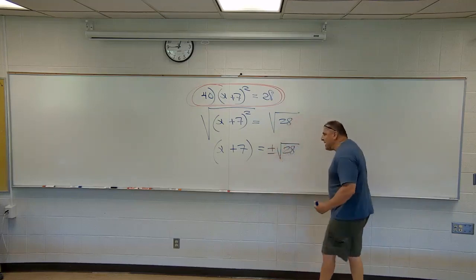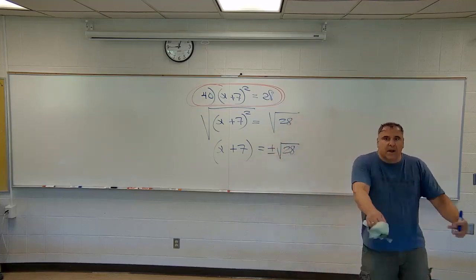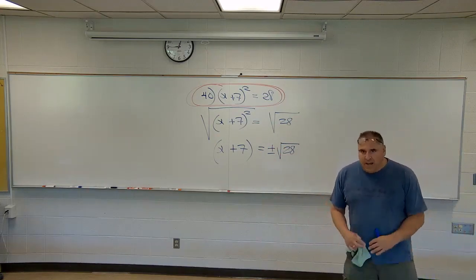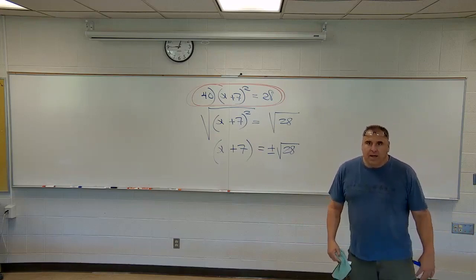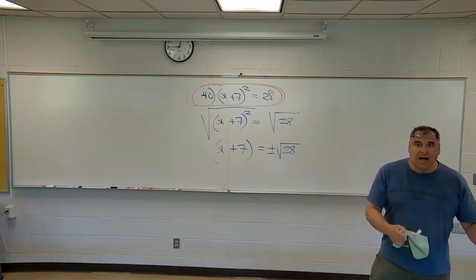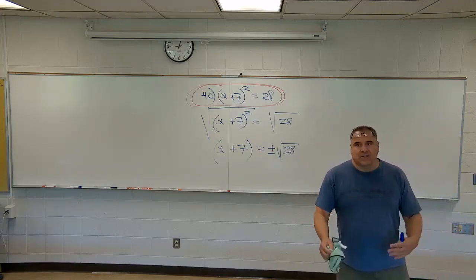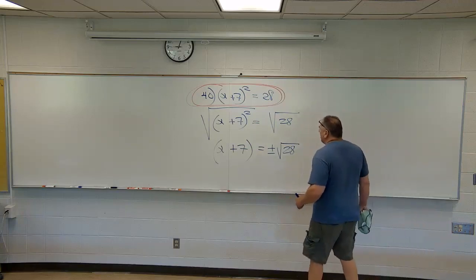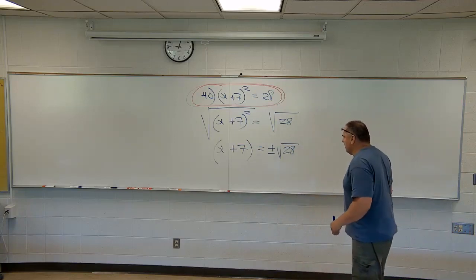Plus or minus. It could be a negative number too. A negative number squared gives you the same answer. If I take the quantity negative 10 and square it, I get 100. If I take its opposite, which is positive 10, positive 10 squared is also 100. So we got it to here.